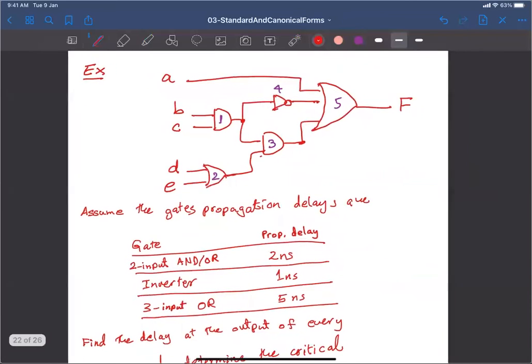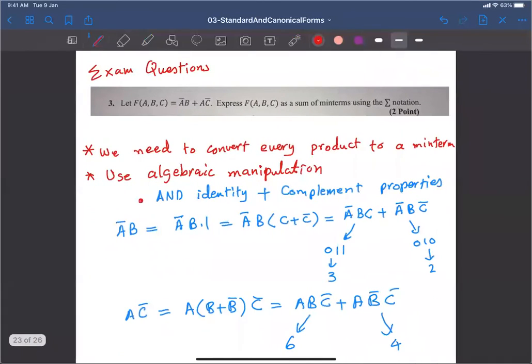Okay, let's move on by discussing some exam questions, okay? Because we have time now, I'm going to go back to the concepts by discussing some exam questions, at least for the remaining part of this lecture, and next time we will start another lecture, okay?